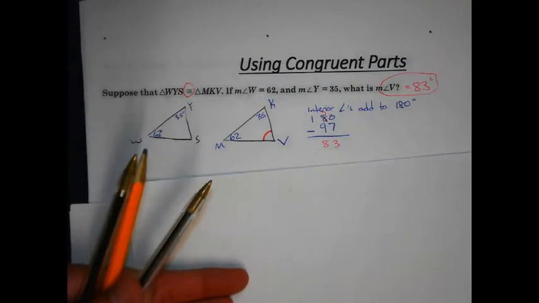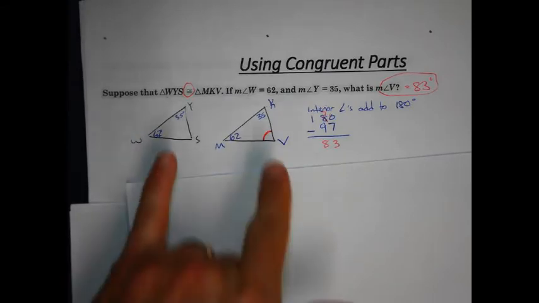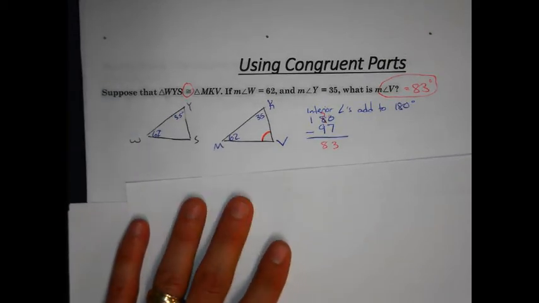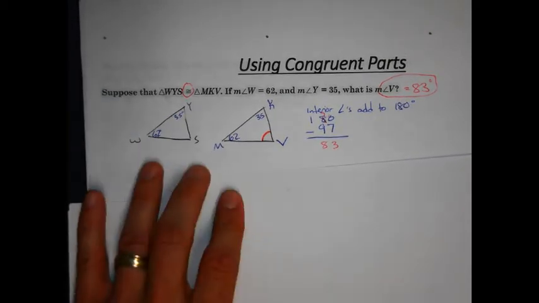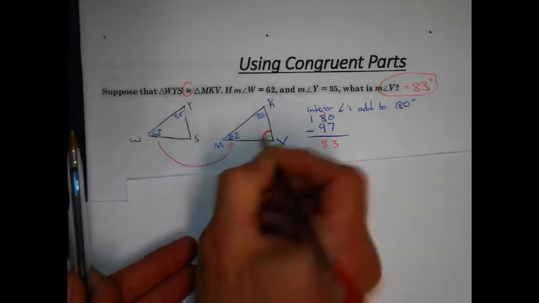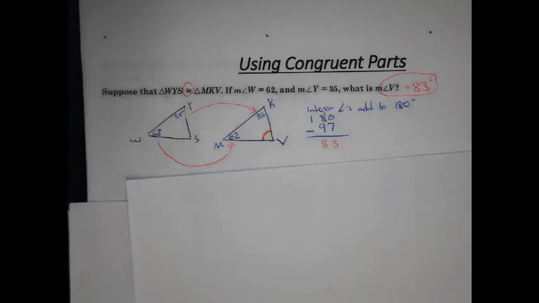So that's how that works. We just used congruent parts. The two triangles are congruent, so each of their parts are congruent. That's the major jump. So hopefully you noticed that for this one. Same, same. Therefore, that one has to be 83. Cool? Yay, using congruent parts.